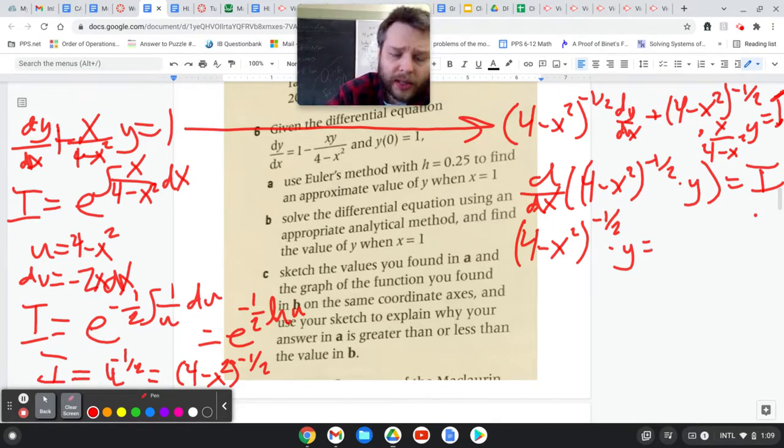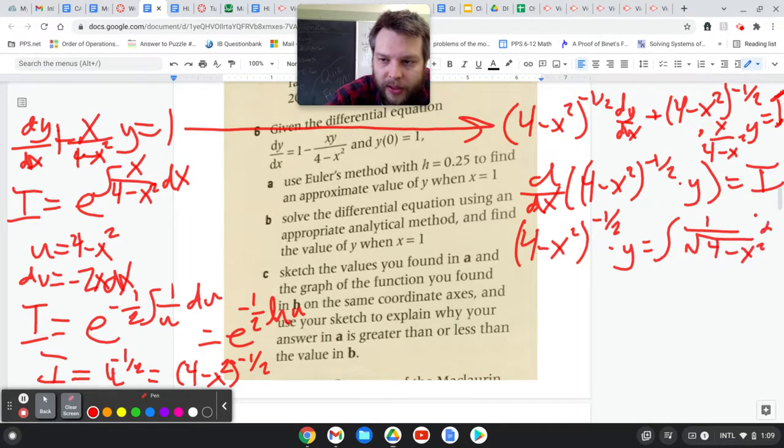Oh dear. Okay, so that's a little bit nasty. So we got to do the integral of 1 over square root 4 minus x squared dx. I believe, let me pause and look at the formula sheet for a second, because I believe this is an arc sine or an arc cosine. Let me look it up.